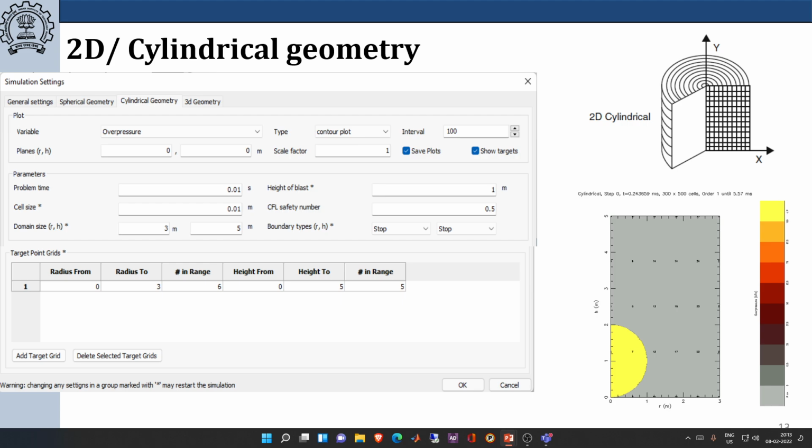No, no, no. The time step is computed based on the cell size. Based on the cell size, the time step is computed, and on that time step you are applying a CFL safety factor to avoid errors in the simulation.